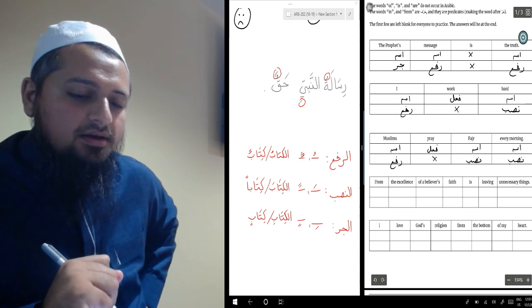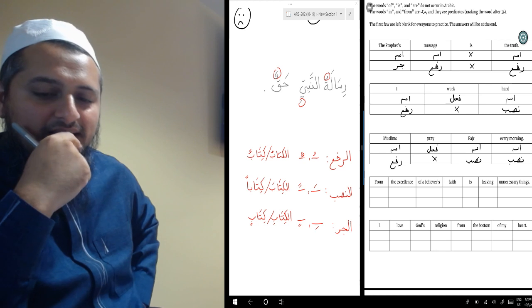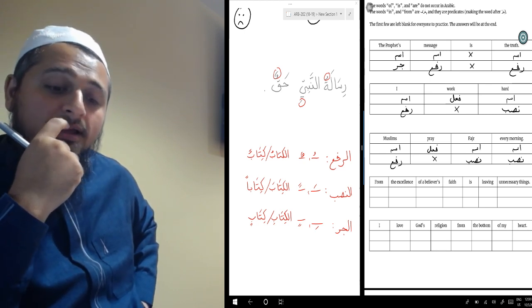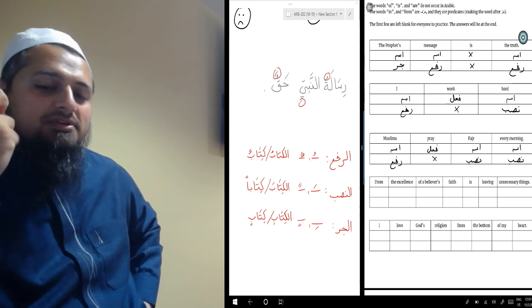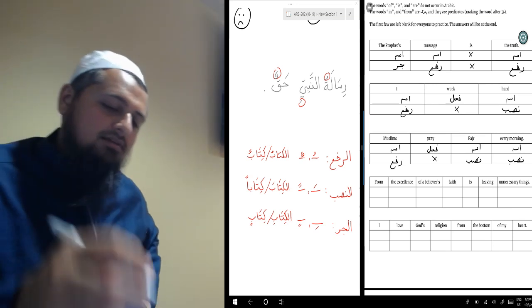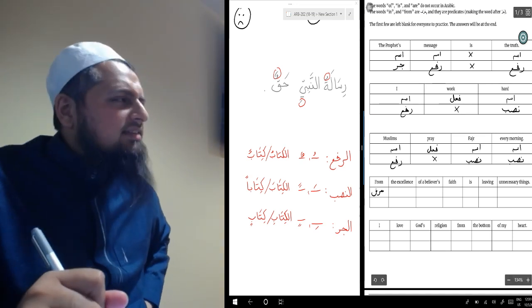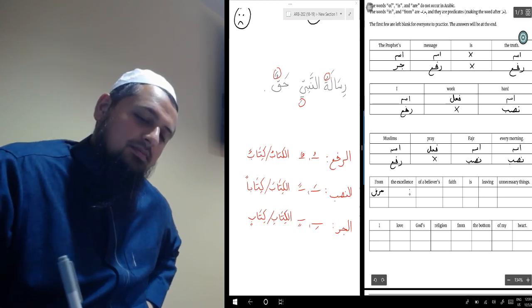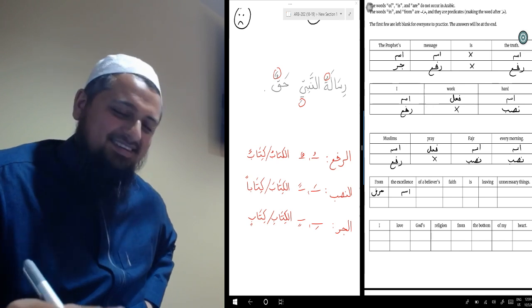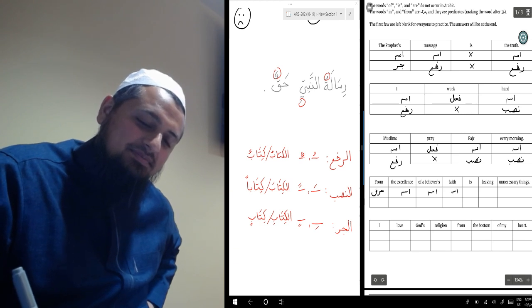Good. From the excellence of a believer's faith is leaving unnecessary things. MashaAllah, he took a straight hadith. From: ism, fi'l, harf? The excellence: ism. Of a believer's: ism. Faith: ism.